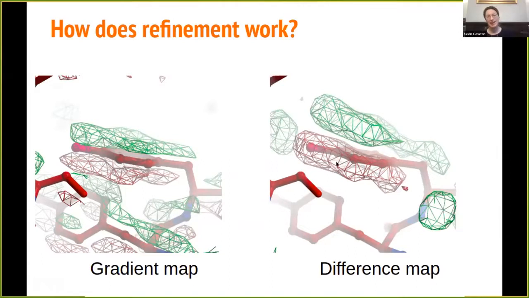And if this side chain needs to move in this direction, then we can see that in the difference map. We'll see the density where it should be up here and the density where it shouldn't be down here. And these two maps are correlated in this region. And that tells us that things in this region want to move in the positive y direction. And this is deeply embedded in the mathematics of how refinement works.